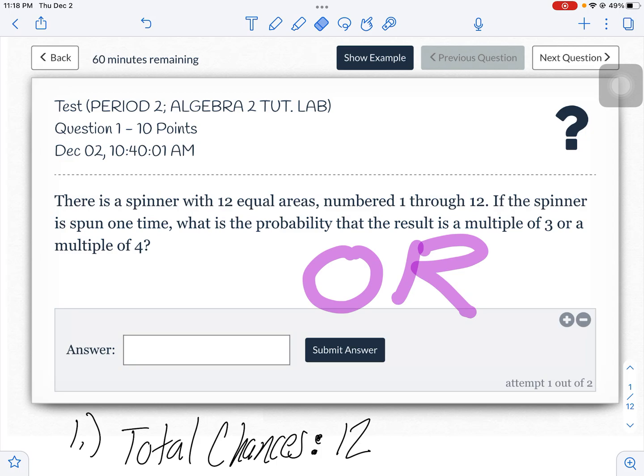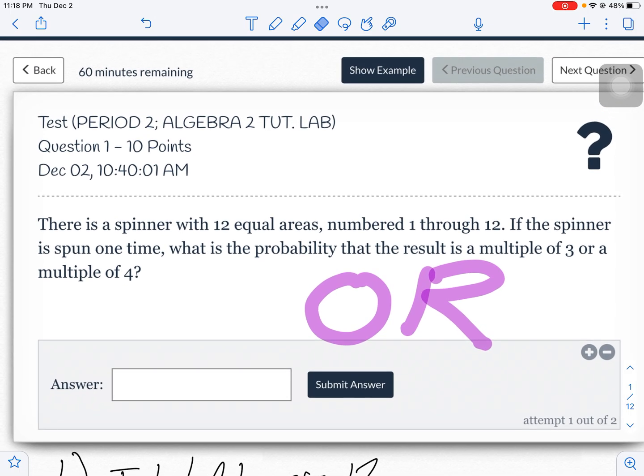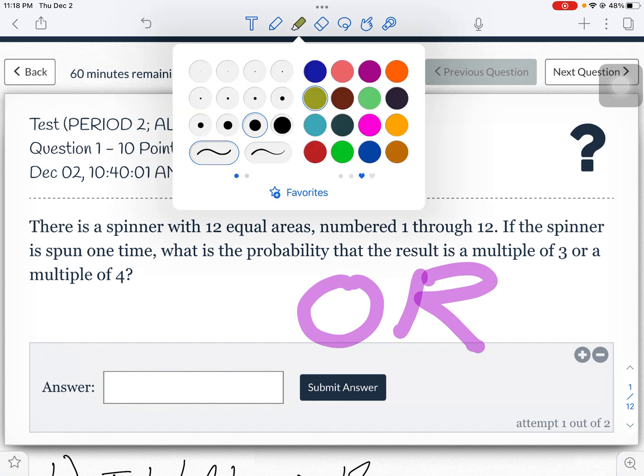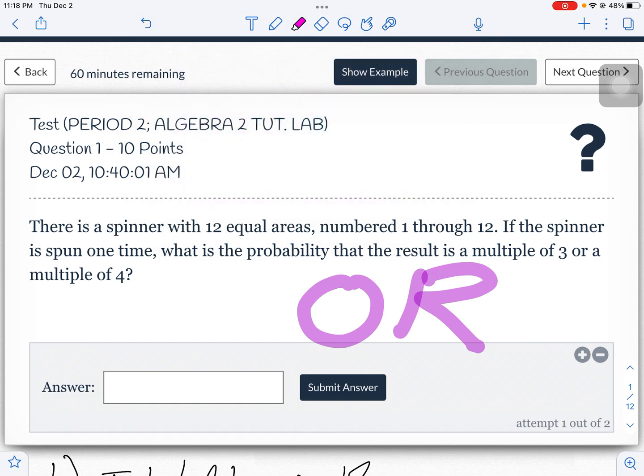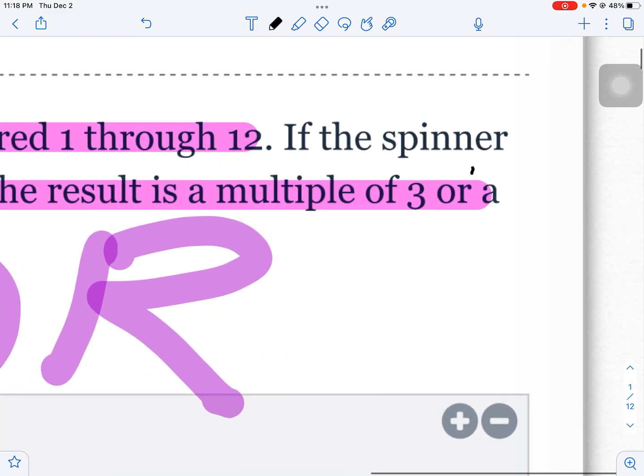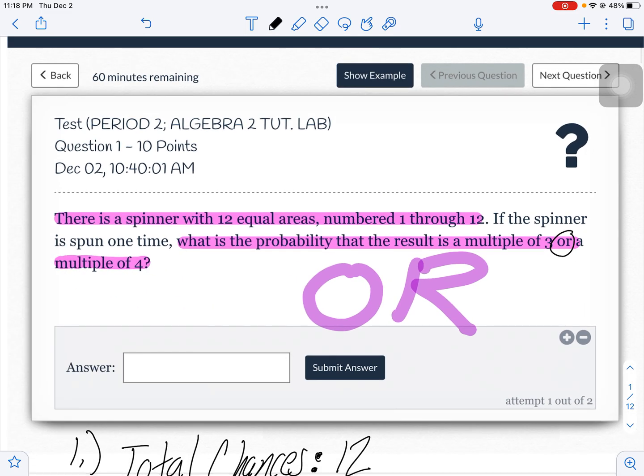All right. So number one here is a spinner problem, right? So let us highlight the important information of this problem. It says there is a spinner with 12 equal parts numbered 1 through 12. If the spinner is spun one time, what is the probability that the result is a multiple of 3 or a multiple of 4, right? The key word here being or, right? So this is an or problem.